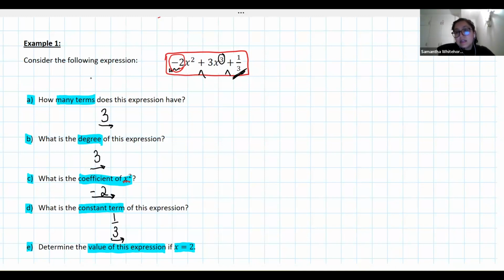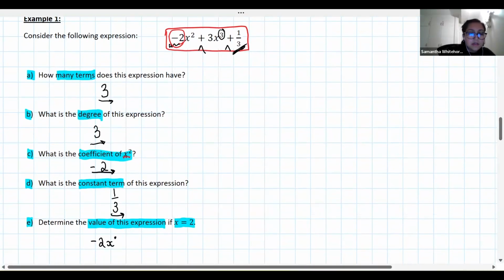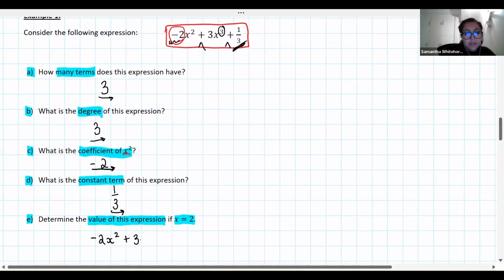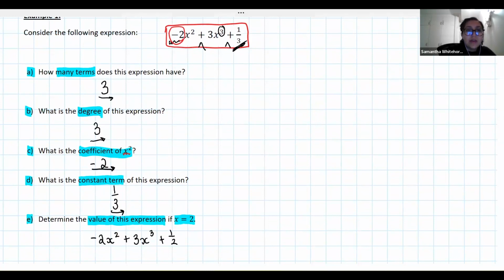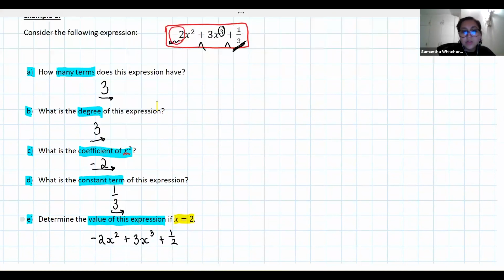Now E is where things get a bit interesting. So my expression, I'm just going to rewrite my expression, is -2x squared plus 3x cubed plus 1/3. I am not telling you or giving you a value for x. So what you'll see here is that I'm telling you x is equal to 2. So that means that every time you see an x, you have to replace it with the value 2. I'm giving you the value of x.